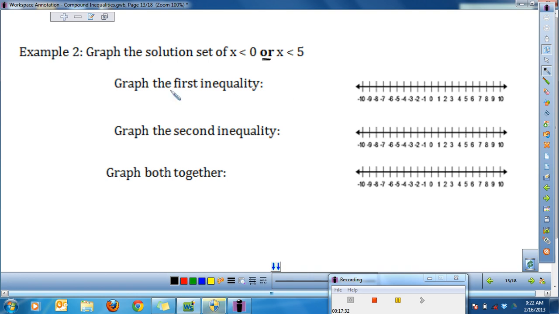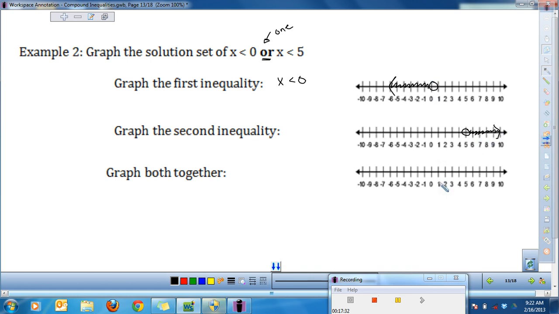Let's do one more example. Graph the solution set of x is less than 0 or x is less than 5. So remember, this means that we need to have at least one works. So let's do this first. x is less than 0. So I'm going to draw an open circle at 0. And I'm going to shade to my left because it's less than. I'm going to draw an open circle at 5. And shade to my right because it's greater than.